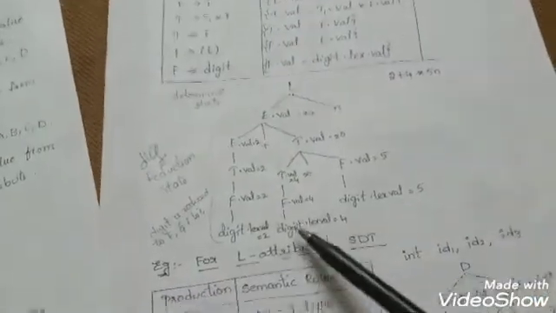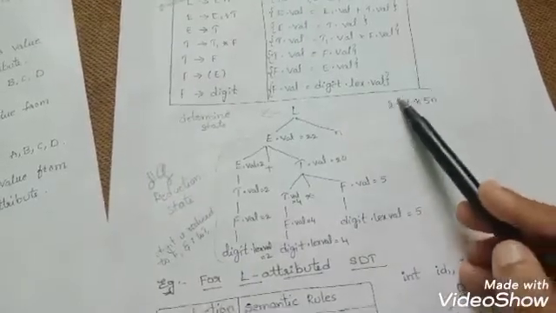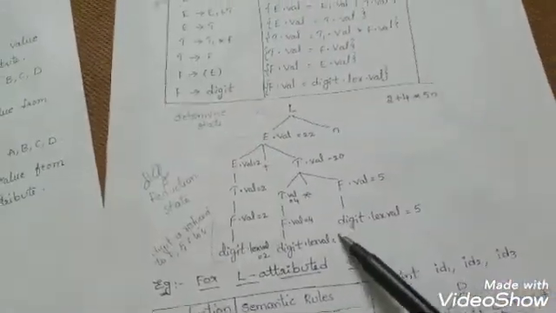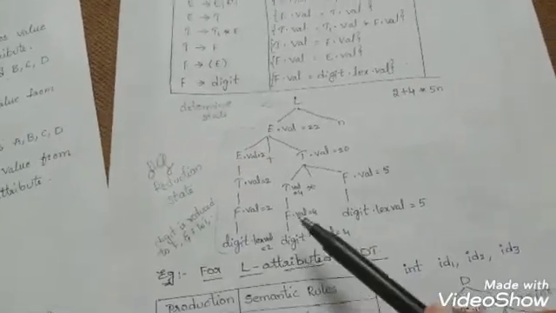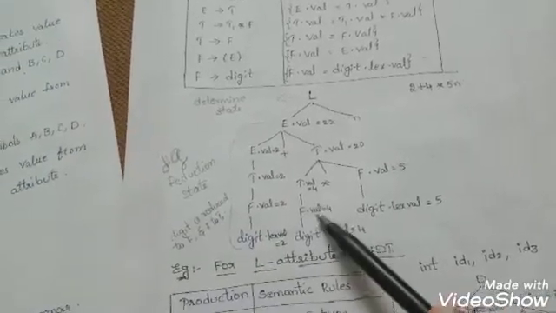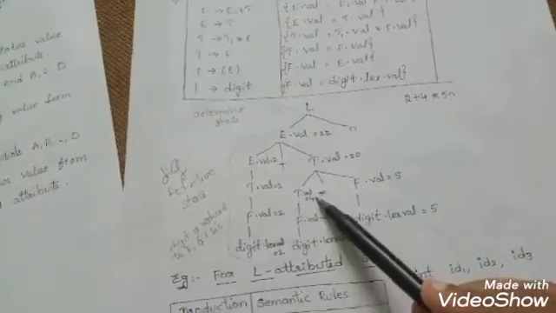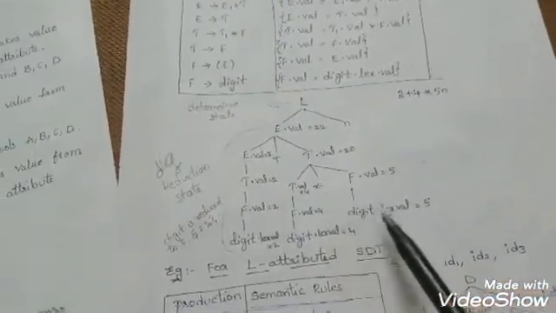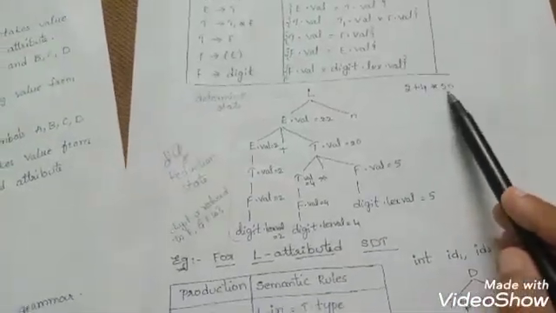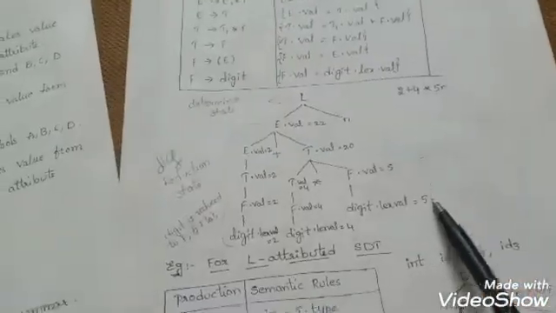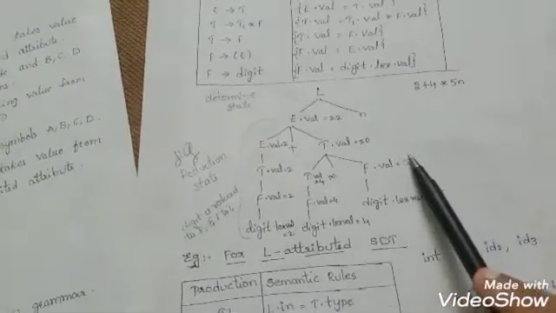And next, digit.lex.val is the second one. After plus we have the digit 4, so digit.lex.val is equal to 4. This digit value is assigned to F, that is F.val is equal to 4. The F value is assigned to T, T.val is equal to 4. And then digit.lex.val for the next operation: after star we have the digit 5. So the digit is assigned to F, so F.val is equal to 5.